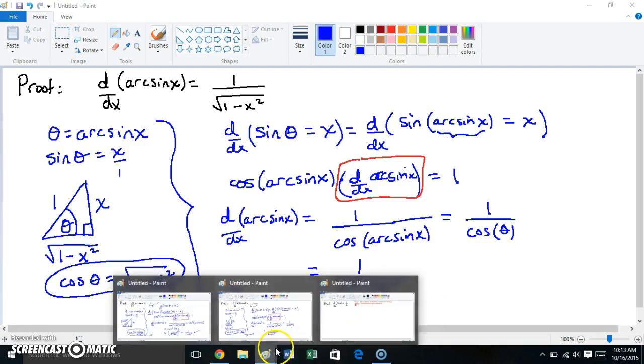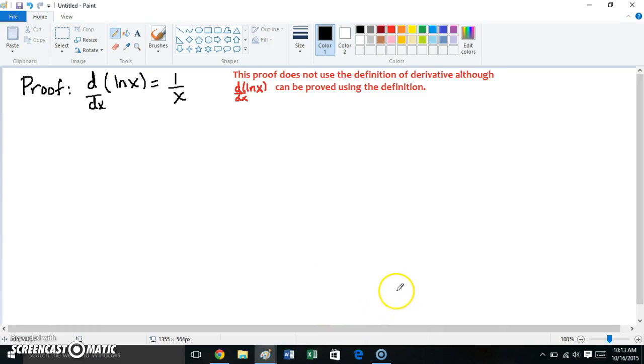Okay, the last proof we're going to look at is the proof of the derivative of the natural log of x. All right, and I don't actually know if I'd call these proofs or just derivations. I think by proof we'd have to use the definition of derivative. And you can prove the derivative of the natural log of x using the definition of derivative. That's just not what we're going to do here. So we're going to look at the natural log of x, similar strategy to the last one.